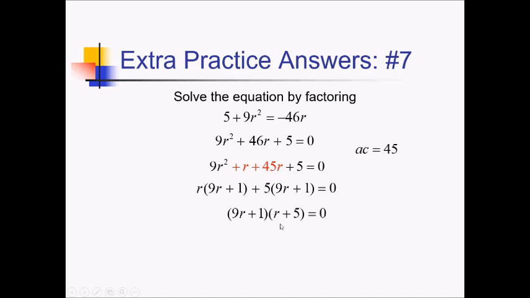Setting each of these equal to 0 and solving, for this first parentheses, if 9r plus 1 equals 0, if I subtract 1 and divide by 9, I get r equals negative 1 over 9. And for the second parentheses, I would have to subtract 5, so we get r equals negative 5 for that second factor.